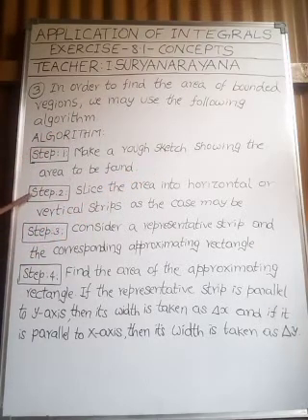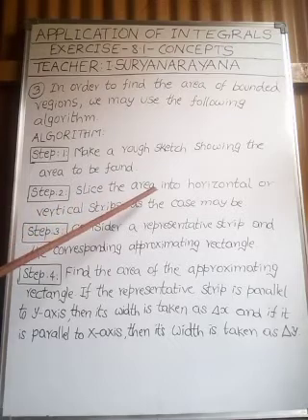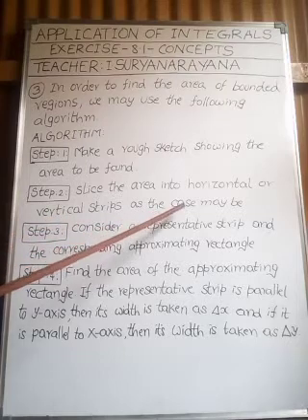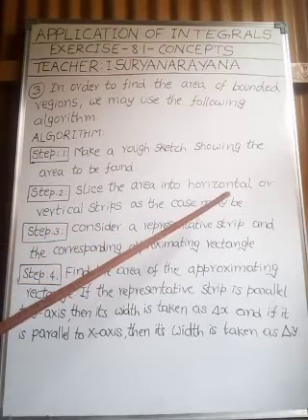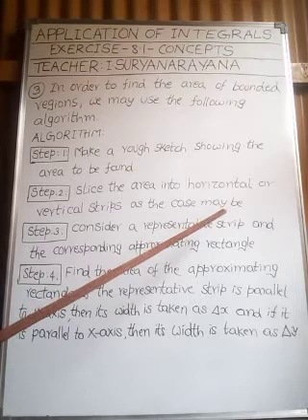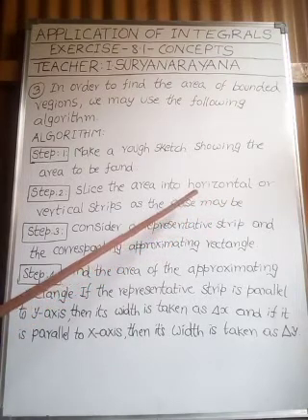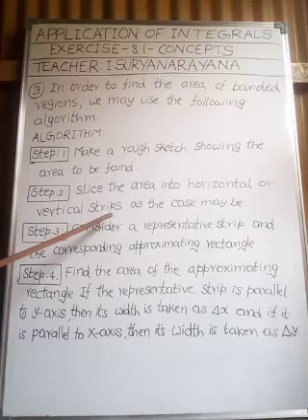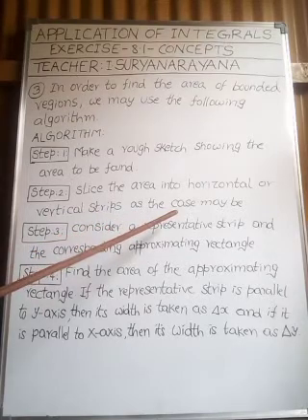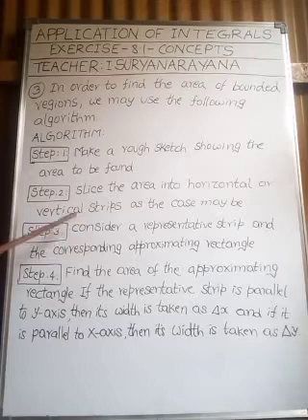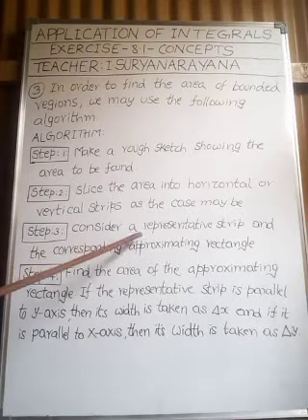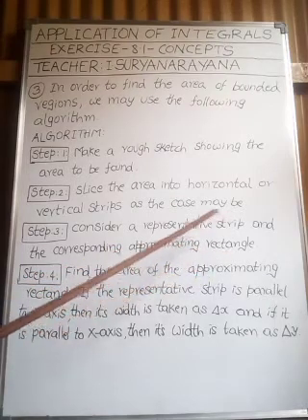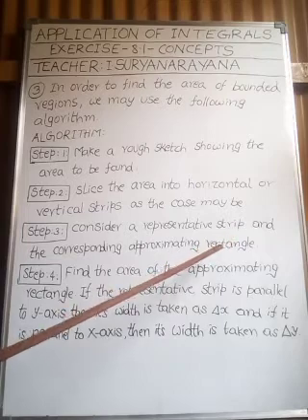Okay, my dear children. Step 2. Slice the area. We have to cut that area into horizontal or vertical strips as the case may be. According to the question, according to the graph of the function, we have to slice, we have to make small pieces into horizontal strips or vertical strips according to the condition. Okay, my children. Now come to the third step. Consider a representative strip and the corresponding approximating rectangle. We have to draw an approximating rectangle.